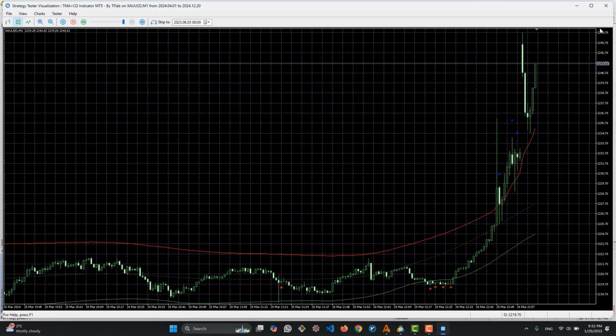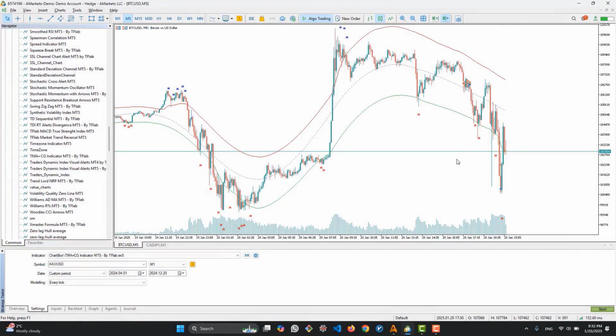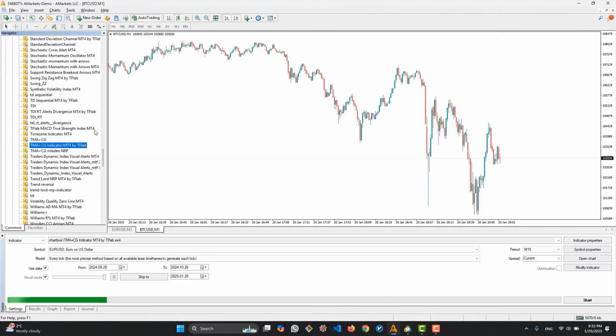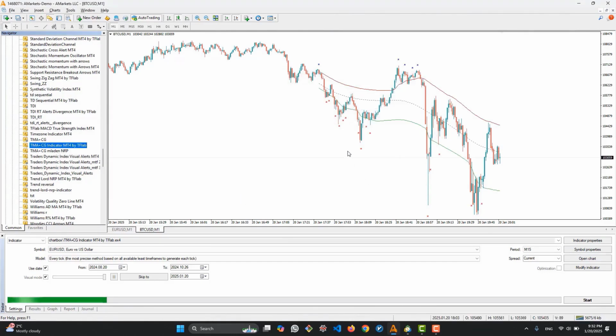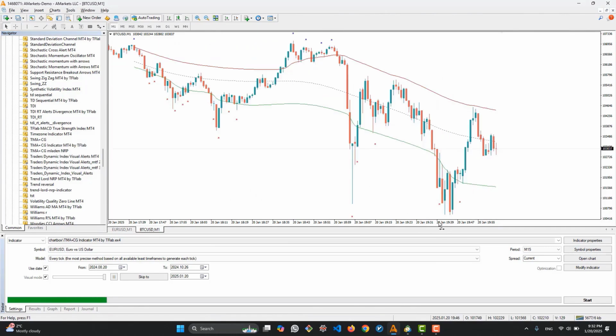You can also use the MT4 version of this indicator on the MetaTrader 4 platform. Let's see a live test of this indicator on the MetaTrader 4 platform.